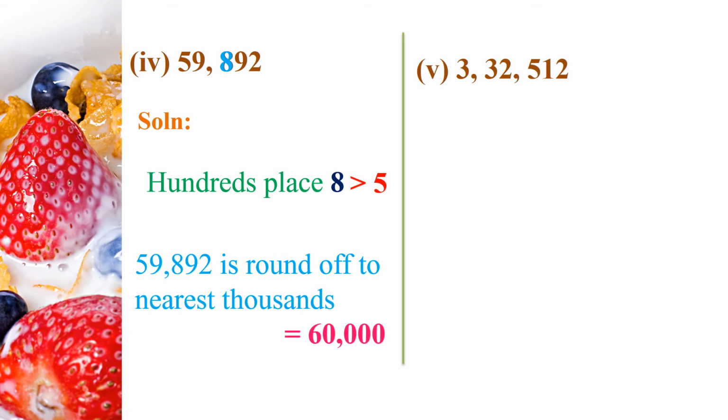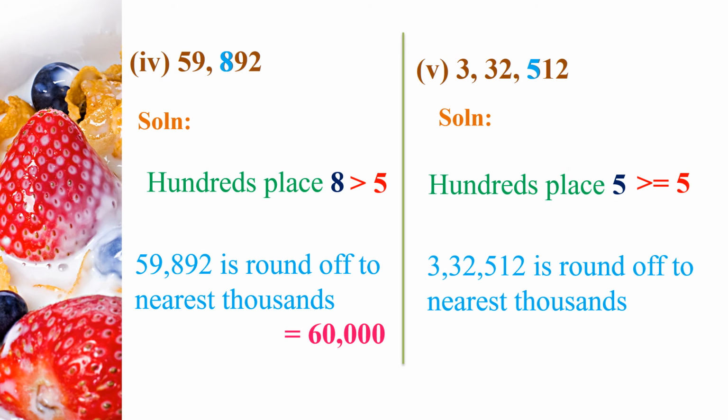3,32,512. Now take the hundreds place, that is 5. When you are comparing with 5, that is equal, isn't it? Yes, 5 is equal to 5. That means replace the hundreds, tens and ones places by 0 and increase the thousands place by 1. That means 3,32,512 rounded off to the nearest thousand, we will get 3,33,000.